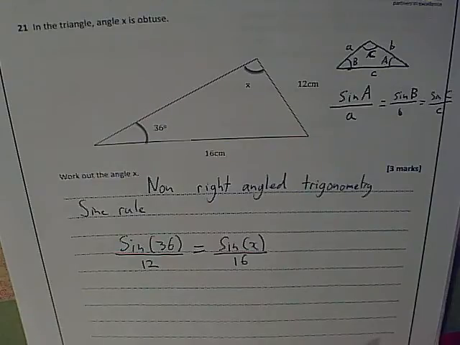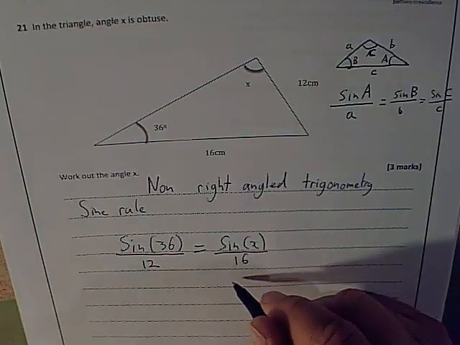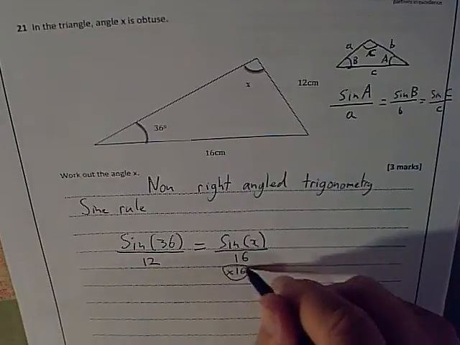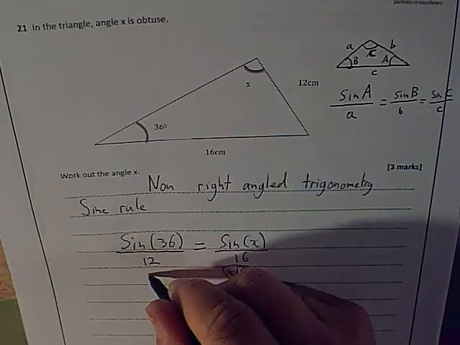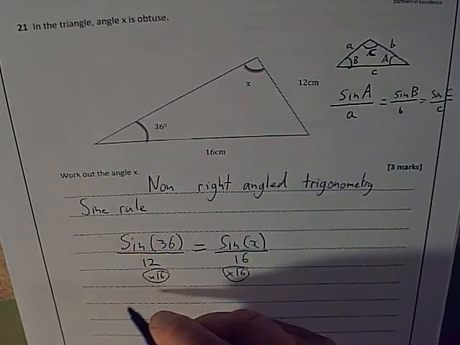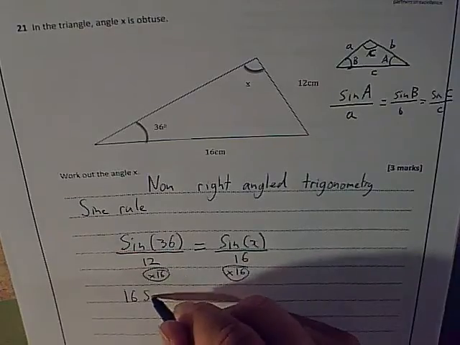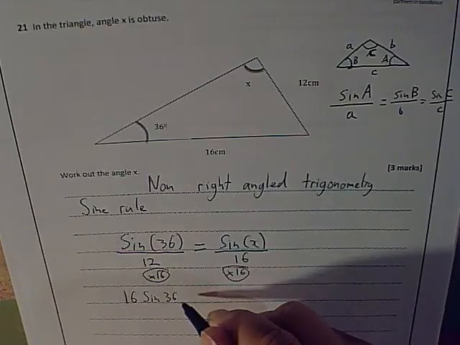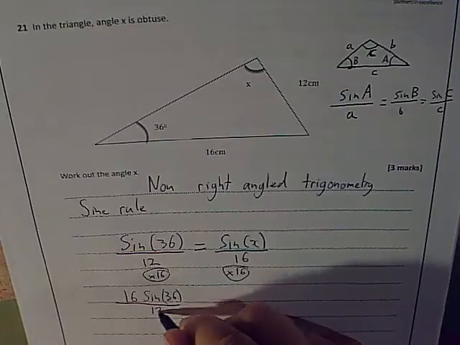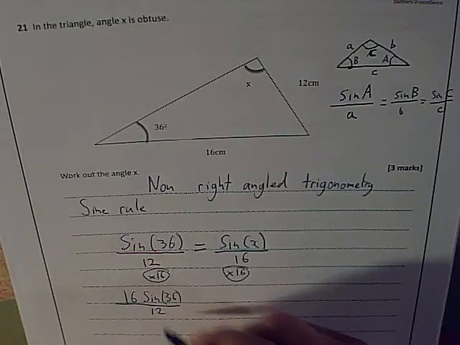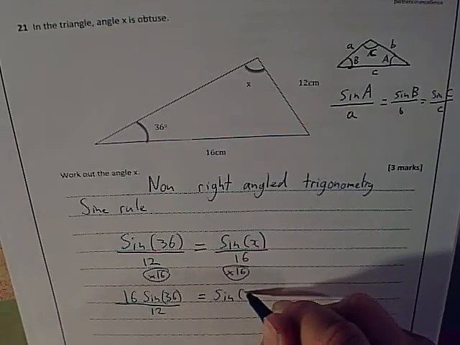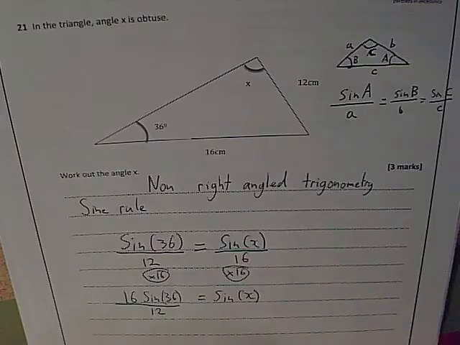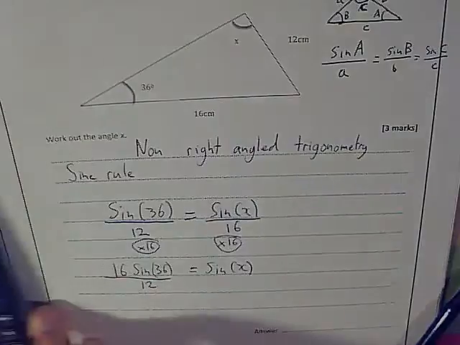So if I times both sides by 16, I've got 16 sine 36 over 12 equals the sine of x. And then all I need to do is put this bit into my calculator, 16 sine 36 divided by 12. So that's what I'll do.